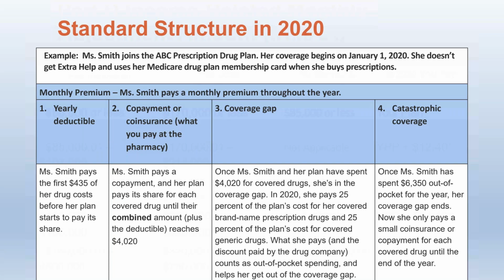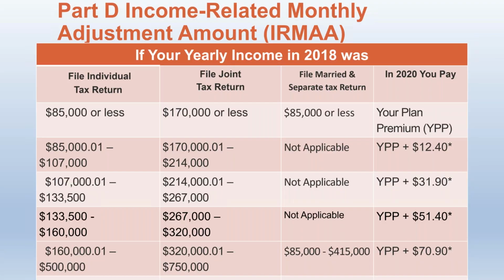The Part D income related monthly adjustment amount, or IRMAA. If you're in the lowest income bracket, you would only pay your plan's premium for your Part D coverage. But if you're in any of these higher brackets shown on the screen in the right-hand column, you will see the premiums you would be responsible for in addition to your plan premium. These premiums are billed similar to how Part B is billed, through the Social Security Administration.